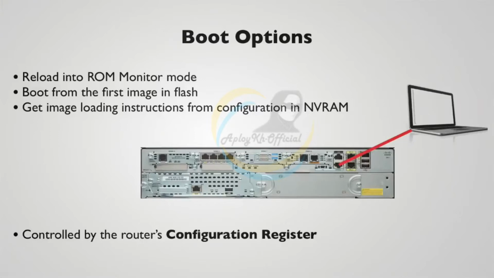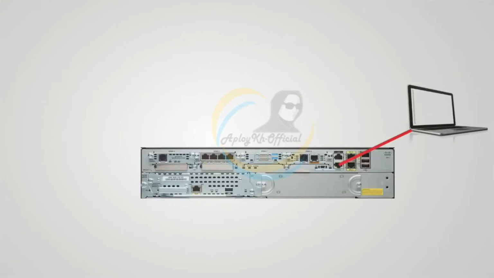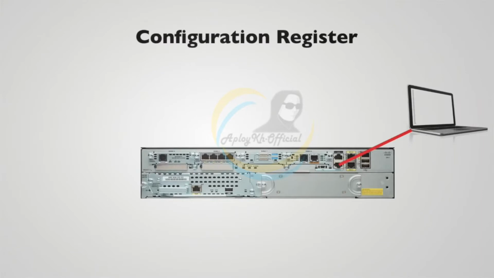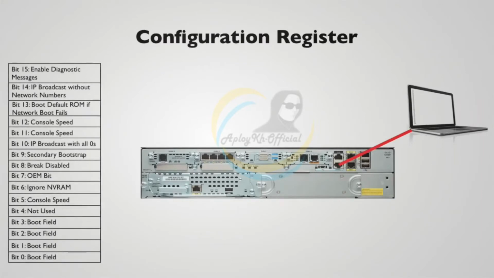Let's talk for a moment about this configuration register. The configuration register is a 16-bit value, and here we see the layout of those 16 bits, but our main focus is going to be on the first 4 bits. Bits 0 through 3, the numbering starts at 0. These 4 bits make up the boot field. And the configuration register is always written in hexadecimal notation, and with 16 bits in the configuration register, that means we're going to have 4 hexadecimal digits making up our configuration register.